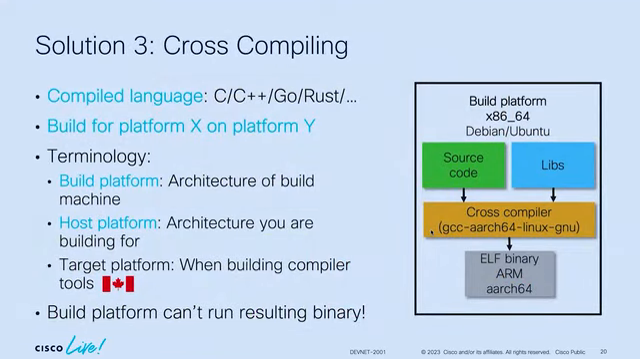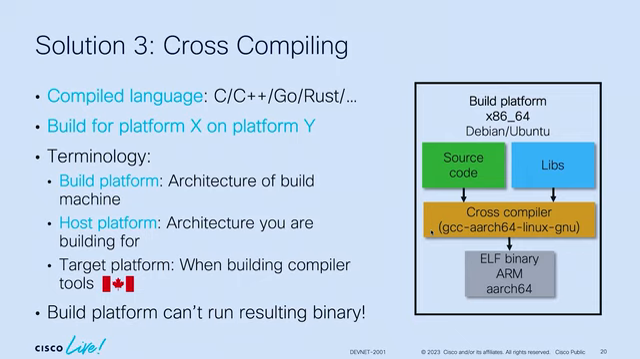So third option, if we cannot use this kind of language and we actually need to compile, because you might need the speed, or you want to use an open source tool or a tool which someone else has written and it is in a language like C, C++, Go, Rust, that requires compiling. Well, then one option is to do cross-compiling. That means you compile on one architecture for another. As I mentioned, that last sentence here, your build platform cannot run the resulting binary.